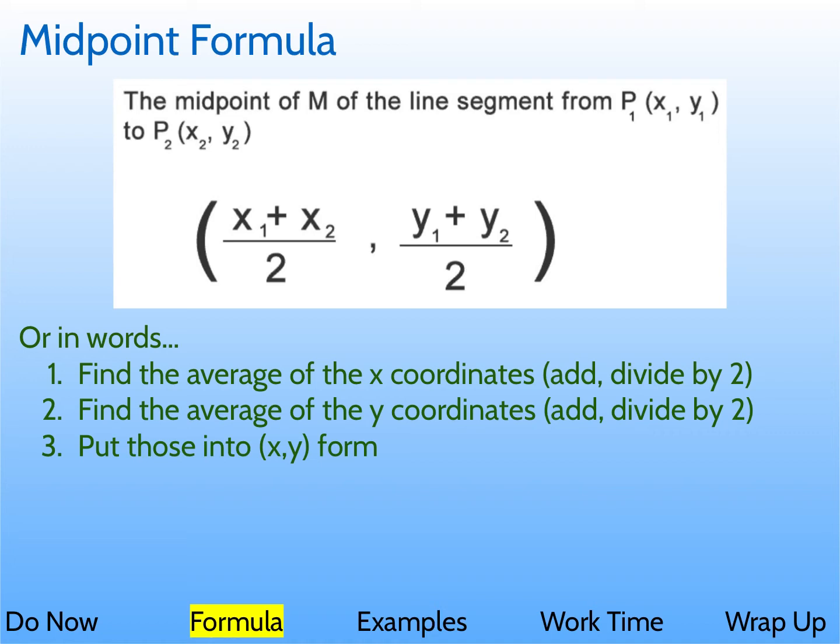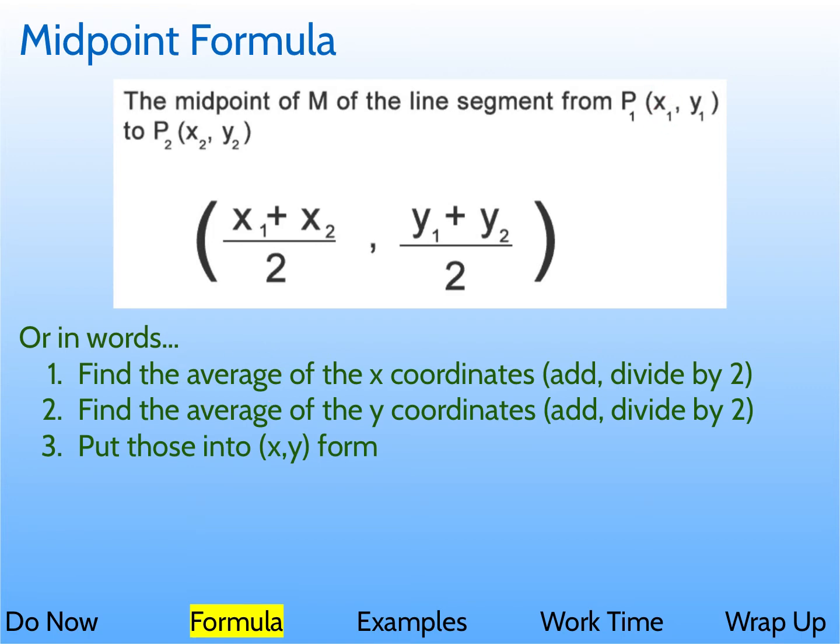Today we're going to be looking at the midpoint formula, and basically it just finds the point in the middle of a line segment. And the formula for it is, if you have 2 points, (x1, y1) and (x2, y2), you add the x coordinates and divide by 2, and you add the y coordinates and divide by 2. And basically, in words, what you're doing here is just finding the average of these 2 points.